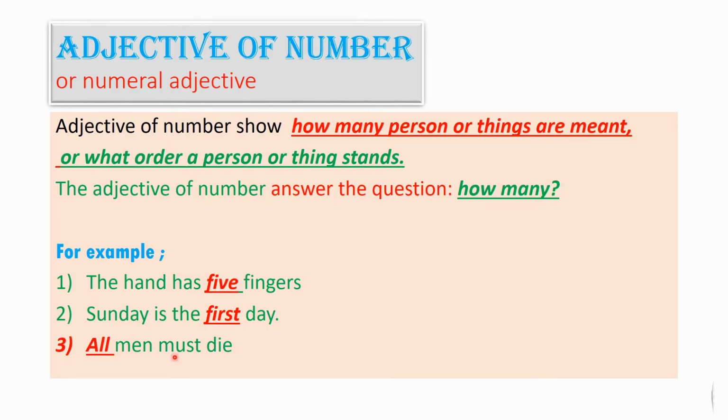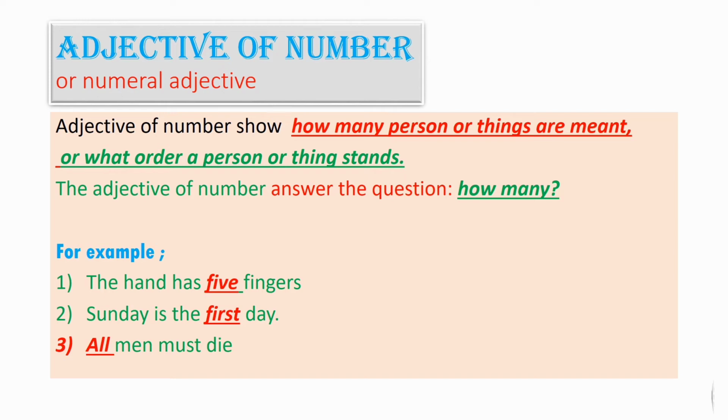Now coming to another kind of adjective, which is adjective of number. An adjective of number shows how many persons or things are meant or what order a person or thing stands. So the adjective of number answers the question how many. Coming to examples, the first one is: the hand has 5 fingers. So 5 here is an adjective of number because 5 shows how many fingers a hand has.